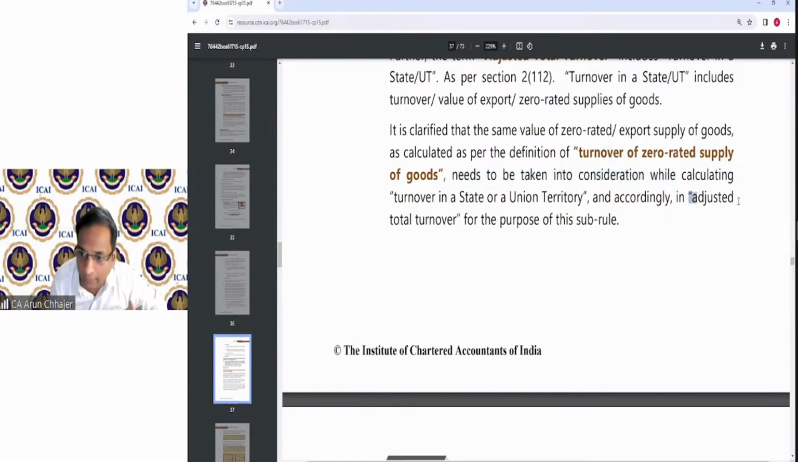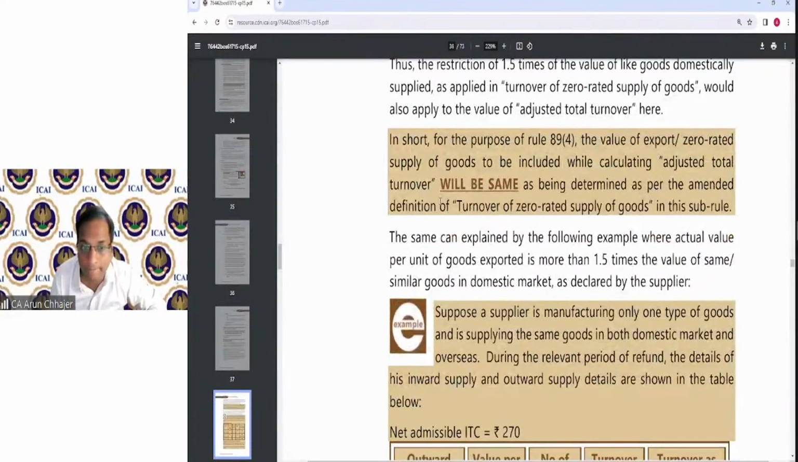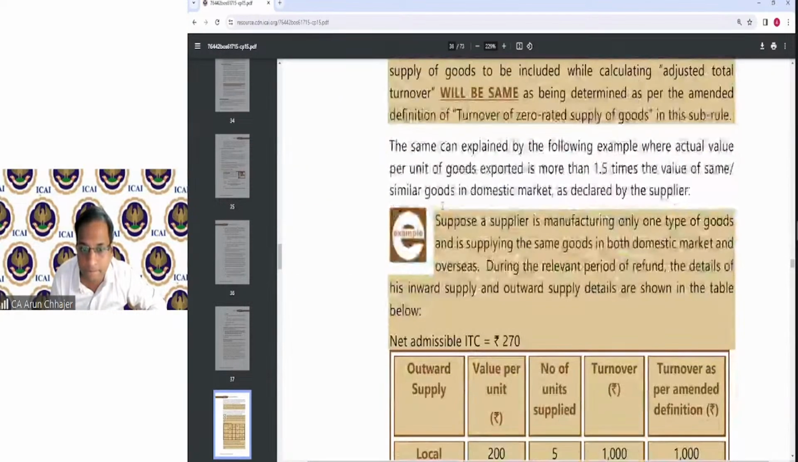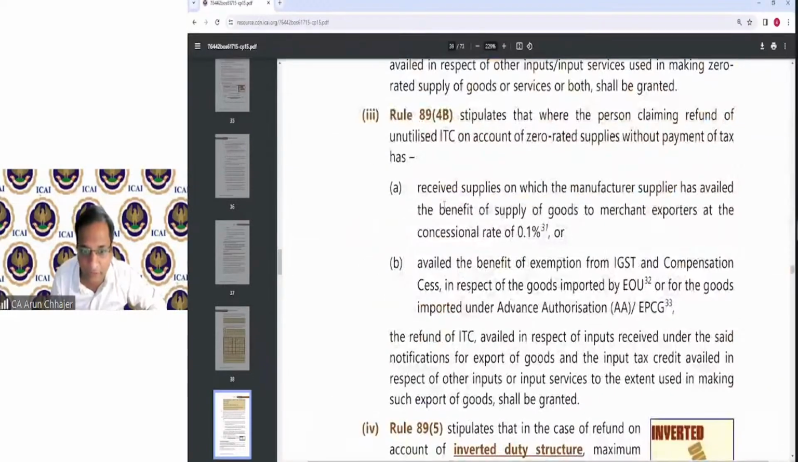So in adjusted total turnover also, what will we take? Okay. Currently, we will not read the formula, okay, for the timing.